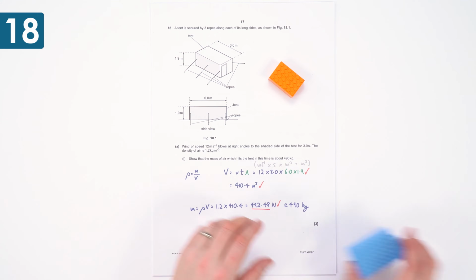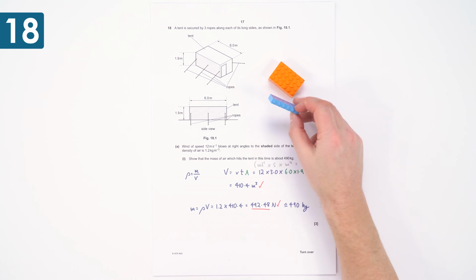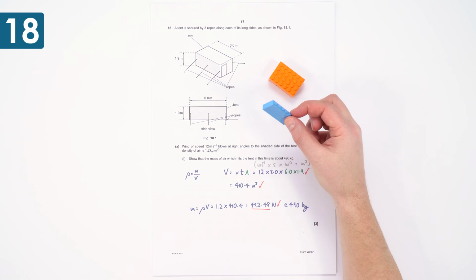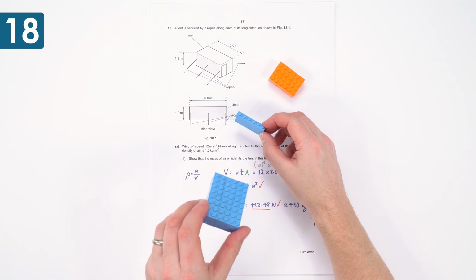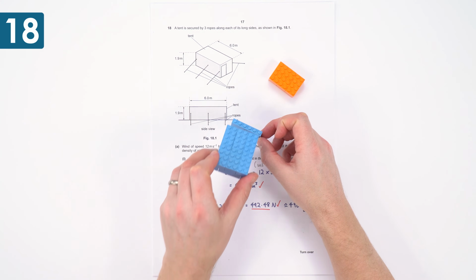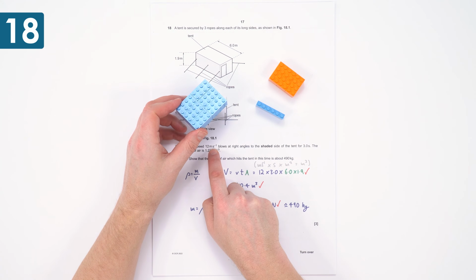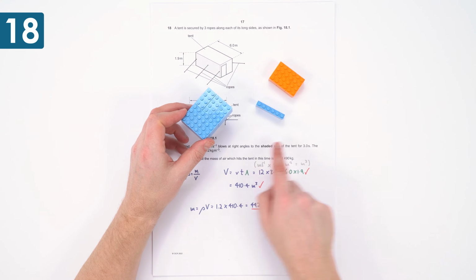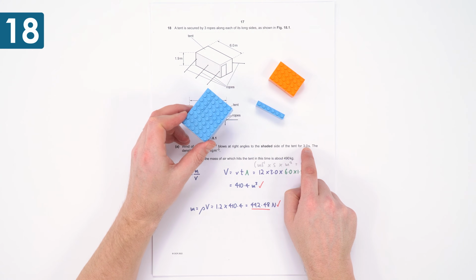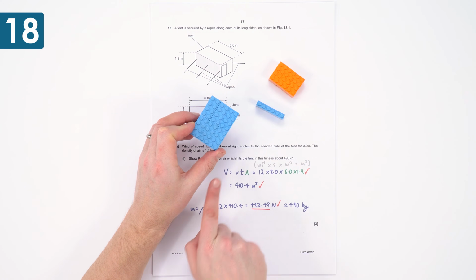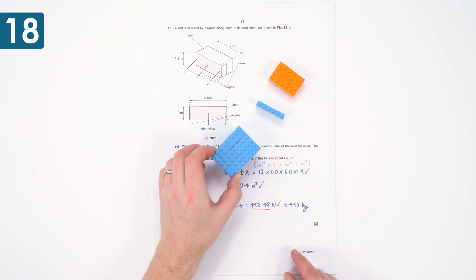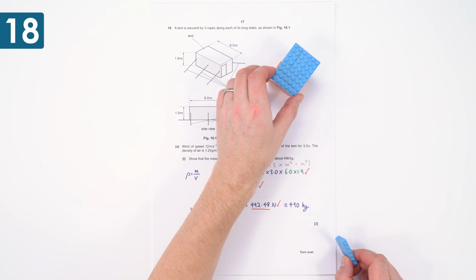Now, in terms of the volume of air that hits it, we've got to consider this side of the tent, and there's going to be this volume of air that passes into that space in 3 seconds. So if it's 12 meters per second and it acts for 3 seconds, that's going to be 36 meters of air that hit this side of the tent.